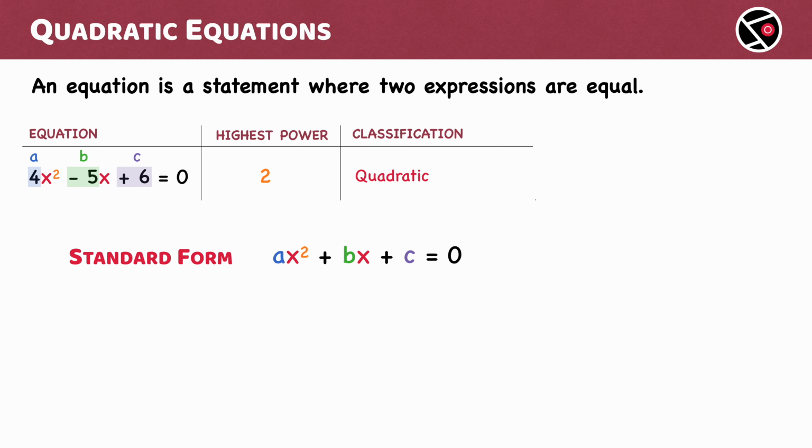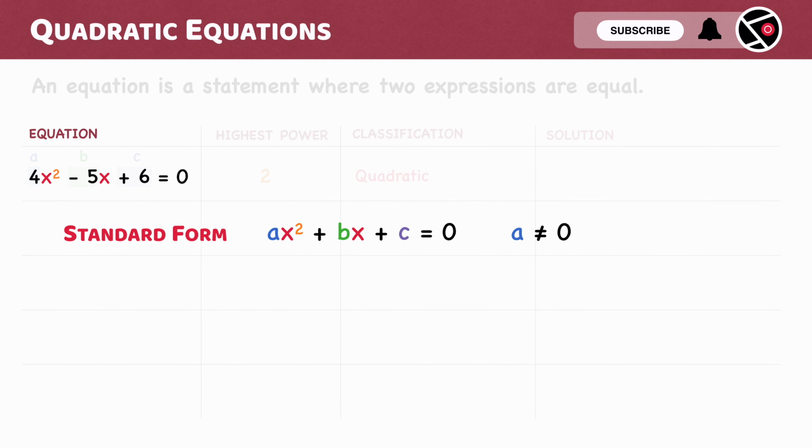Quite simple, right? But there is one important condition. The value of a cannot be 0. Why? Because if a becomes 0, the x squared term disappears. This is no longer a quadratic equation. It has become a linear equation. The coefficient of x squared term cannot be 0 in a quadratic equation.